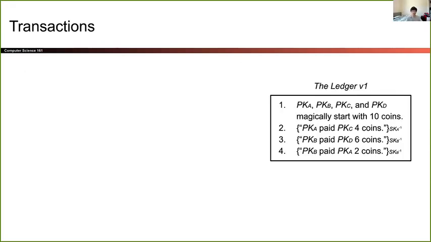So we're just going to say this is our ledger version 1, the ledger v1. Let's say the first entry in this ledger is that everyone magically starts with 10 coins. Just pretend that this can happen for the sake of argument. And I'm just going to ask you a simple question. If PKA paid PKC 4 coins, PKB paid PKD 6 coins, and then PKB paid PKA 2 coins, I'm realizing this is getting really hard to say. How many coins does Alice have now?